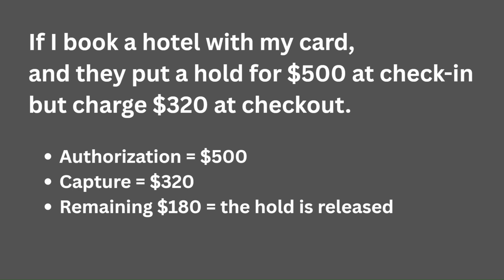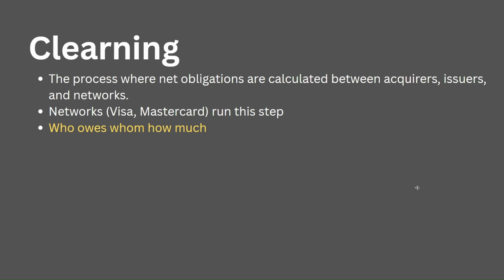So you need to understand that authorization is essentially a hold on a certain amount, and capture is the actual amount that you will pay, the actual amount that will be transferred to the merchant. So the next concept we need to understand is the clearing. Clearing is the process which is run by the network. So Visa would run its own clearing process. It could be end of the day, and similarly MasterCard or any other network would have its own clearing process.